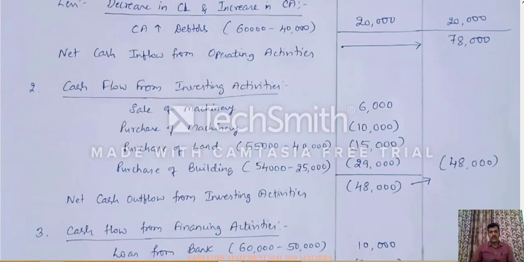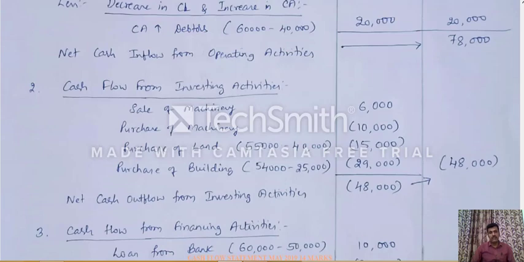In the land account, first year is 40,000, second year is 55,000, that is a 15,000 increase. For that increase, we can directly assume that land has been purchased by the company to the extent of 15,000. When purchase is made, there is cash outflow, so we subtract it: minus 15,000, entered in brackets.